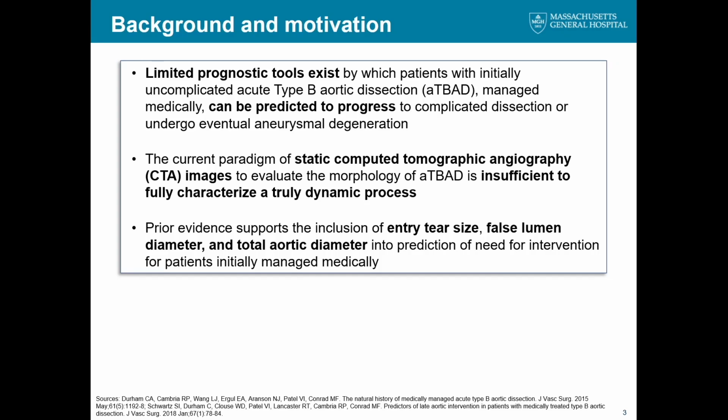Prior work from our group has demonstrated that the initial CT scan may hold some promise in this, and indeed found that intervention was predicted by maximum aortic diameter, maximum diameter of the false lumen, and entry tear size. So we hypothesized that we could add to this arsenal and interrogate the presence of fenestrations and relative contrast density between dissection lumina that may assist in prognostication.